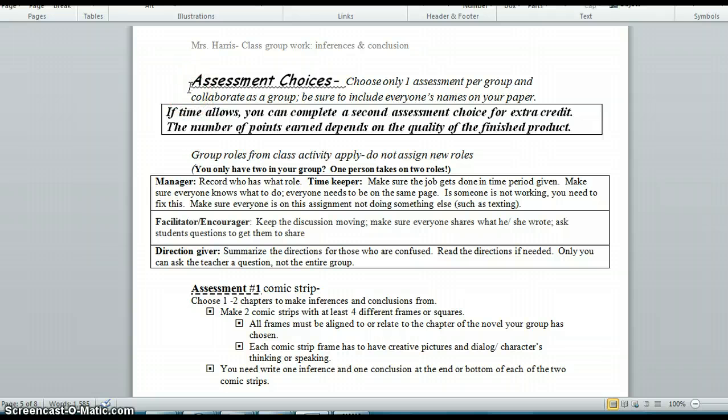Okay, after the PowerPoint, you're going to make an assessment. You're going to do it as a group. This time you're doing it as a group. You're not doing it individually. You're working together. You're going to choose only one assessment. The roles stay the same.